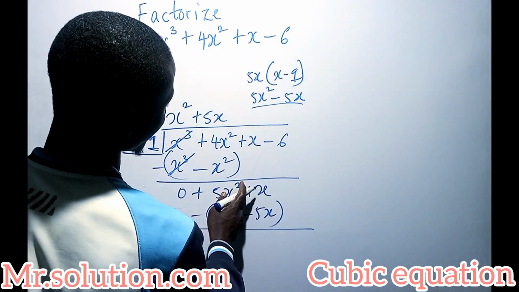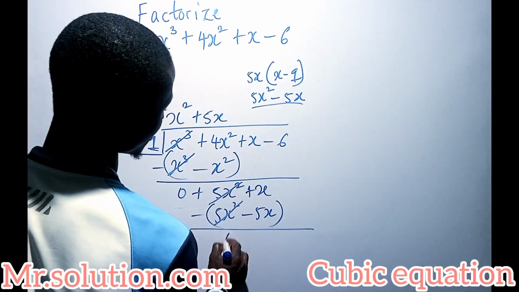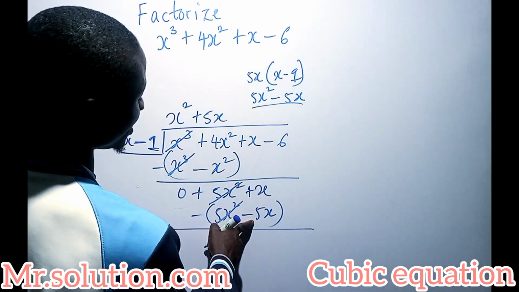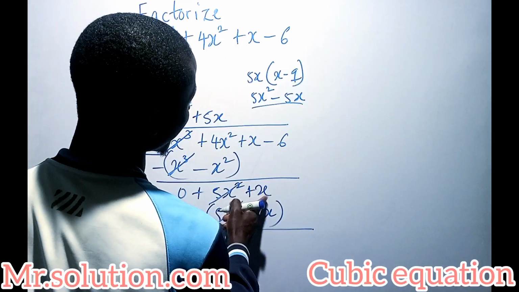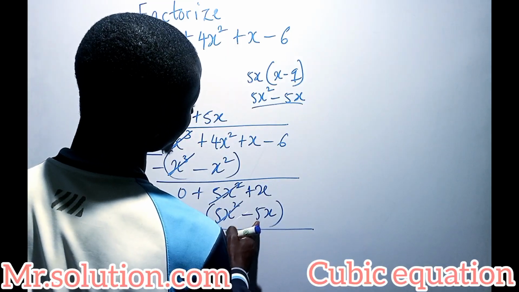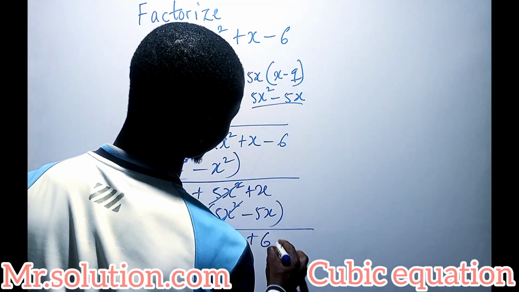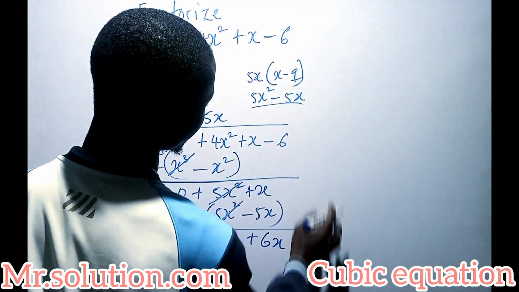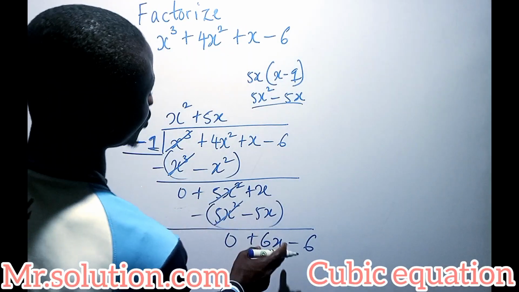So 5x squared minus 5x squared gives us 0. Now this minus is going to affect this minus, to give us minus times minus, which is plus. You now say x plus 5x is going to give us plus 6x. Now what do you do? You bring this 6 down here. We now have minus 6.